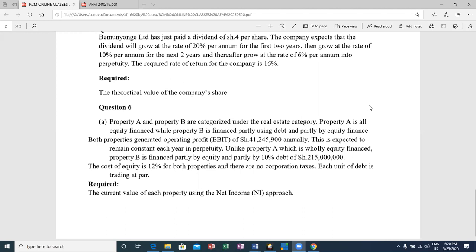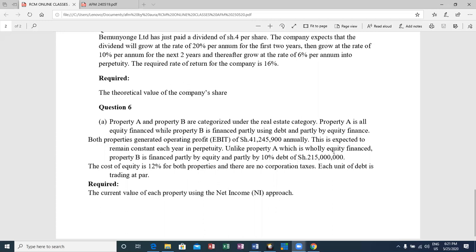which we had already been given. EBIT, we were given one figure there, very, very ugly. I was saying both properties, no, it's not a bad figure. It's 41,245,900. Minus the interest that we got here of 21,500,000. We come and divide this by the cost of equity. The cost of equity, which in this case is 12%. 12% is applicable for both of them.